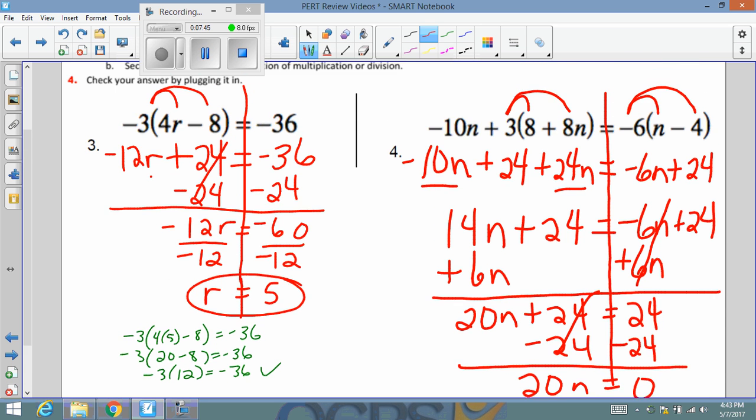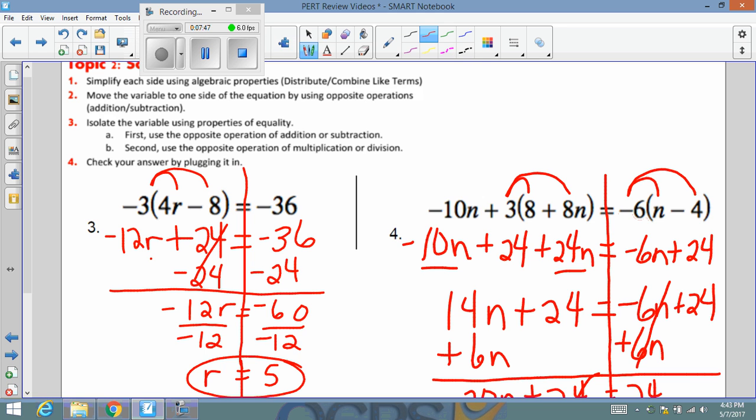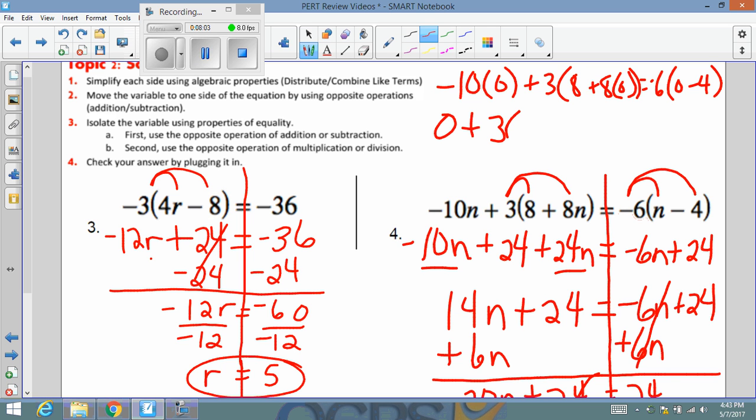So I'm going to come just right above it and check it. So I'm going to plug in 0, so negative 10 times 0 plus 3 times (8 plus 8 times 0) equals negative 6 times (0 minus 4). So this is 0 plus 3 times (8 plus 0), which is 8, equals negative 6 times negative 4. So I get 24 equals 24. So I know that I did it correctly. And that was just my little check.